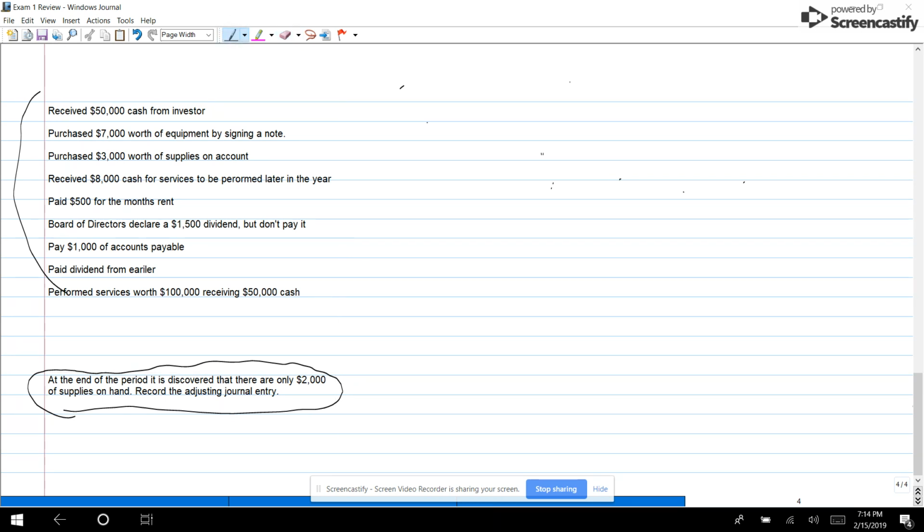All right, so purchase $3,000 worth of supplies on account. So supplies, because we're getting supplies, so supplies are debited. From what I was seeing, you guys are pretty good at doing the journal transactions, so I'm really not too worried about this part of it. It's just extra practice. So received 8,000 cash for services to be performed.